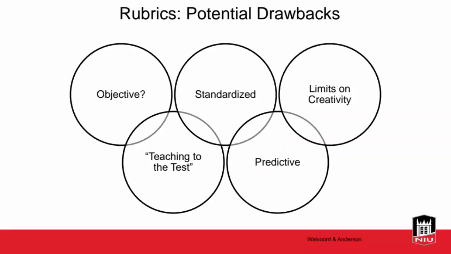There are some potential drawbacks to rubrics too. There are times when you might need to be subjective when assessing student performance outcomes or projects, but some of the potential drawbacks, it may obscure that subjectivity. So it may give sort of a veil of objectivity when there is always going to be some subjectivity within grading.